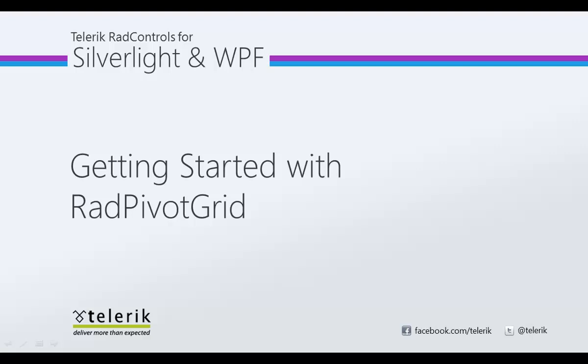In this video, we're going to see how easy it is to set up a local data provider and bind RadPivotGrid to data inside of a predefined class. We'll also discuss how easy it is to set up row, column, and aggregate group descriptions, which will allow us to customize the data displayed inside of RadPivotGrid. Let's go ahead and jump inside of Visual Studio 2012 and get started.